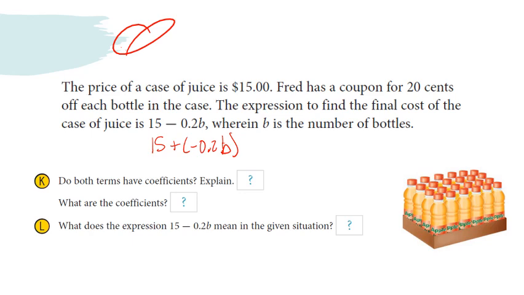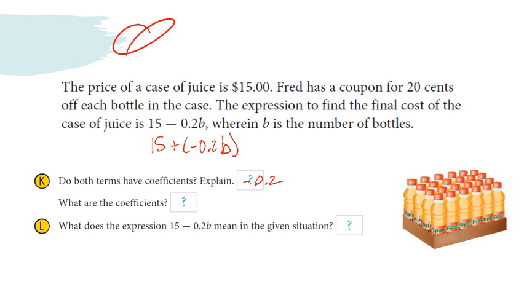The coefficient is a factor in front of the variable. I only have one variable term. It's negative 0.2b. So the coefficient is negative 0.2, or negative 2/10. What are coefficients? Coefficients are the factors that you're multiplying variables by.